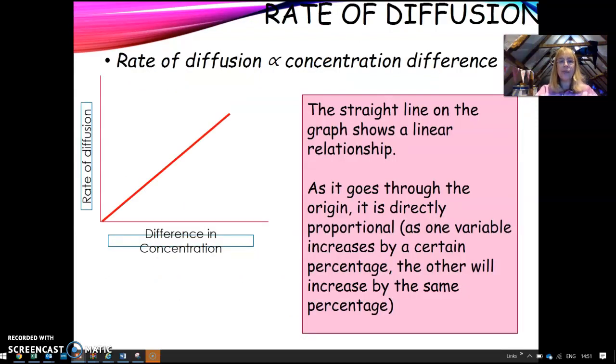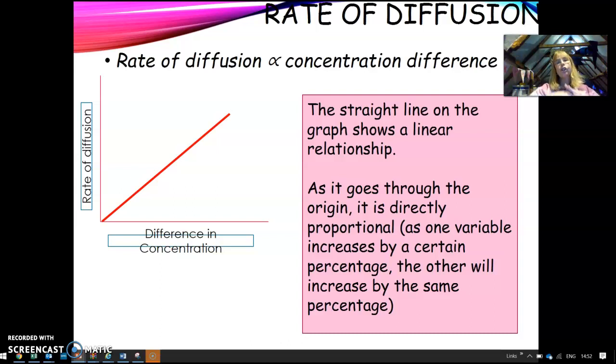Now, this graph is really important. So if we look at the difference in concentration, if we've got a very big difference in concentration, so I'm spraying perfume in a room that hasn't had any perfume in it for a while, there's going to be a massive difference in the concentration. And that is going to cause the rate of diffusion to happen far quicker than if there was a little bit of perfume in the room.